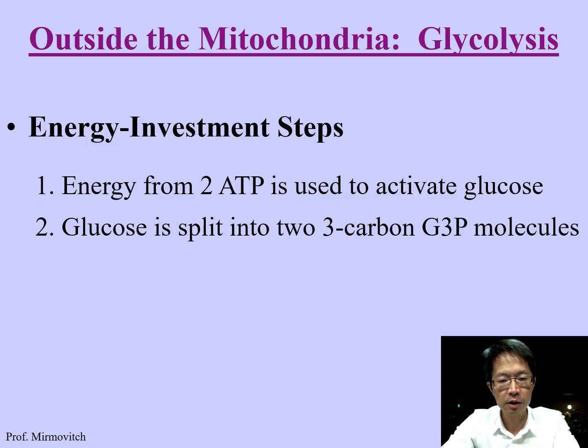Energy investment. Our body needs to invest 2 ATP in order to start glycolysis. It's like you cannot gain anything without spending anything. You have to invest first, you have to pay first in order to get the ATP. So we invest 2 ATP first, and then glucose is split into G3P. Remember, G3P from photosynthesis is the same G3P molecule.